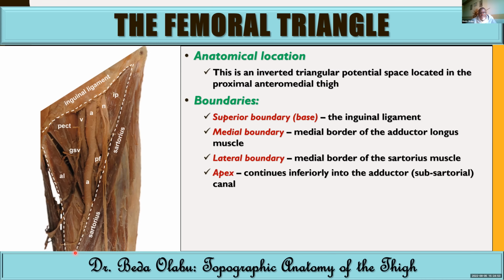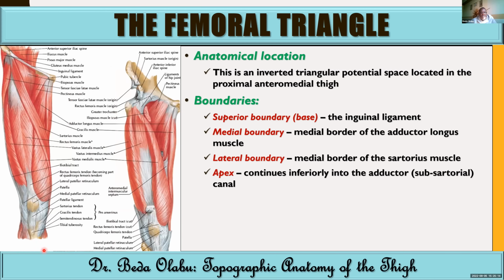The apex of the triangle points down, and usually the apex of the triangle continues into another space below the sartorius muscle. We call that space the adductor canal. We'll talk about it. So at this point, we can just say that the apex of the femoral triangle is the beginning of the adductor canal. This is the apex. So you see this is sartorius, and that is the adductor longus there, and this is gracilis. So this is the apex of the triangle at that point, which is replicated here. The beginning of the adductor canal is the termination, the apex of the femoral triangle.